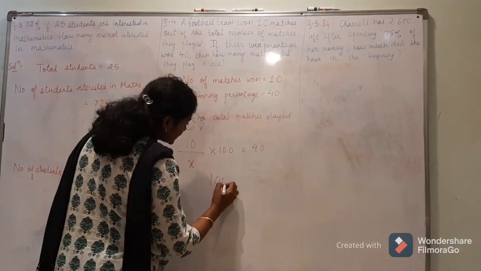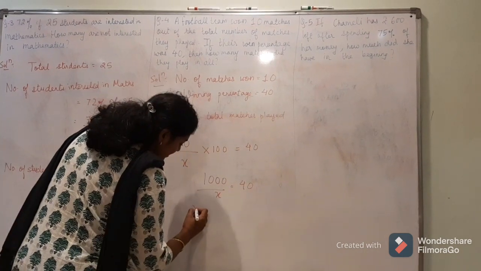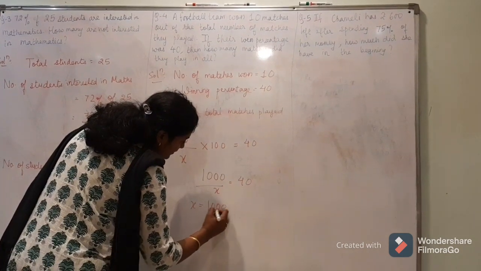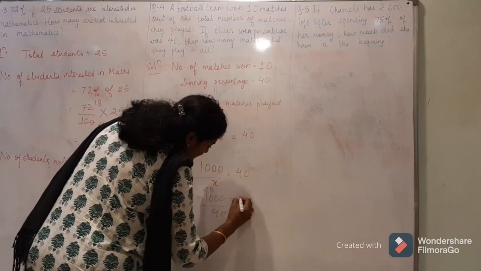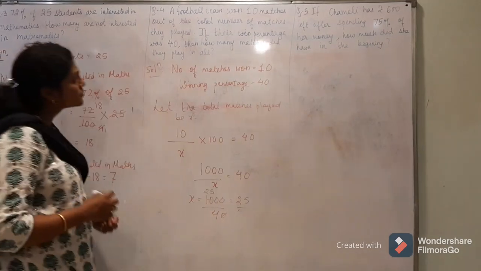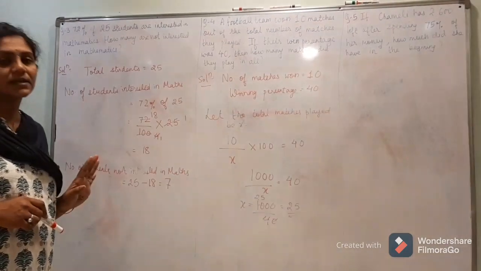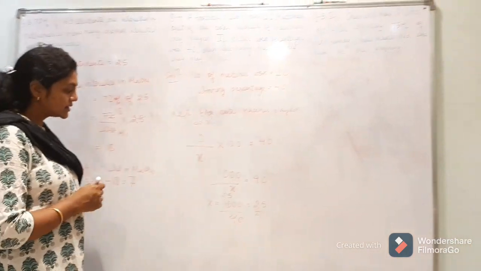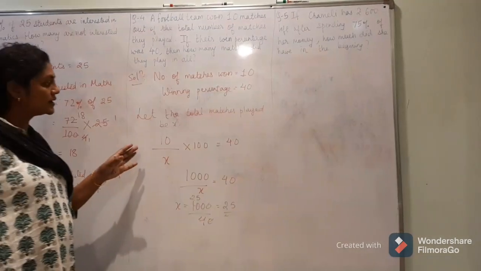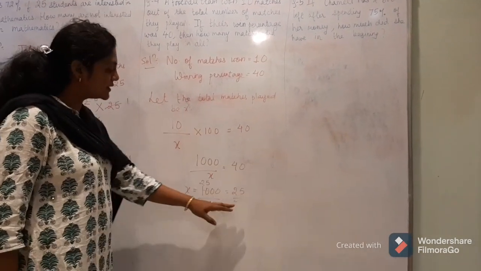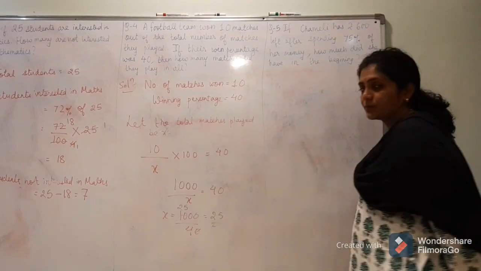So this is 1000 divided by x is equal to 40. So x is 1000 divided by 40. So it is 25. So how many matches did they play in all? That is 25. Right? So you have to write the final statement: the total number of matches played is 25. Now going to question 5.